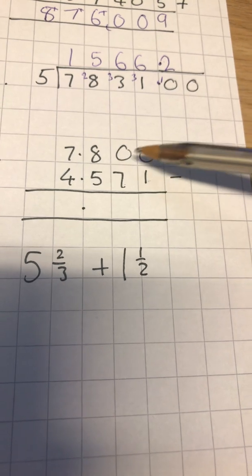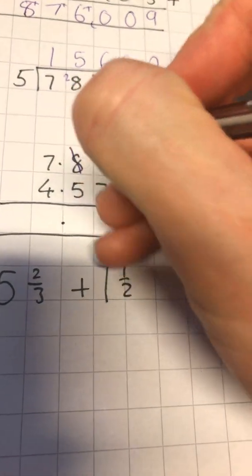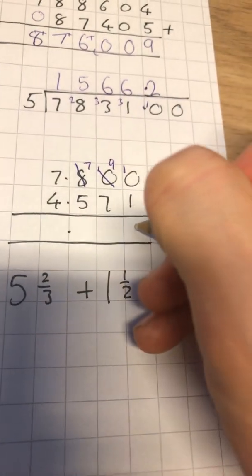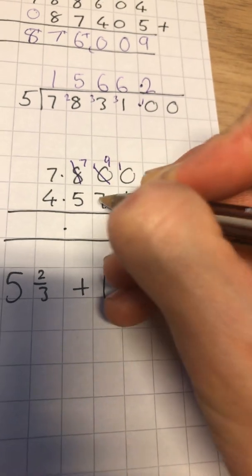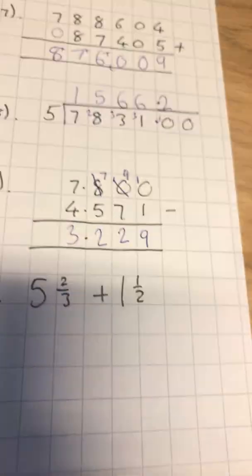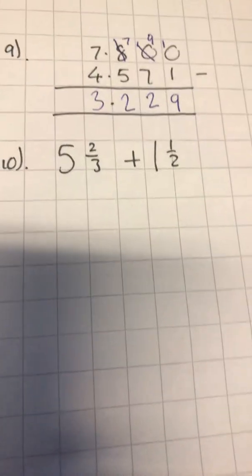Okay, on number 9, I've got my 7.8 and 5.571. So I've had to put 2 zero placeholders in those gaps so that I can now start to subtract. I'm going to do the double exchange. 10 subtract 1 is 9. 9 subtract 7 is 2. 7 subtract 5 is 2. 7 subtract 4 is 3. 3.229.